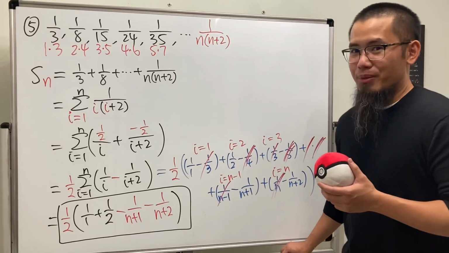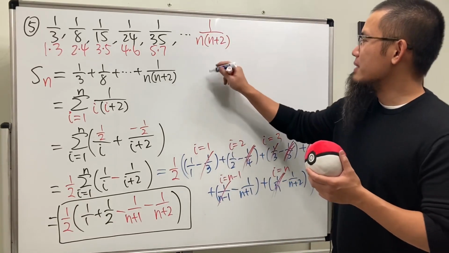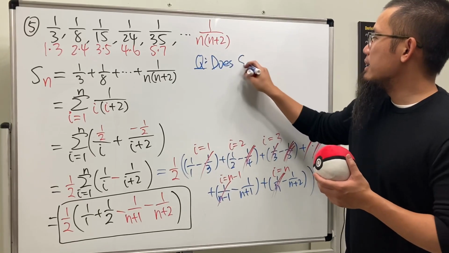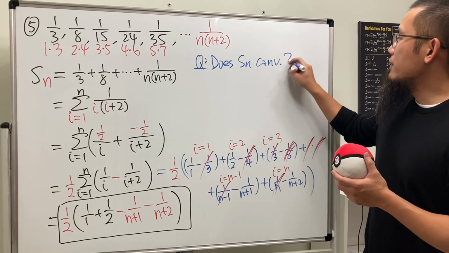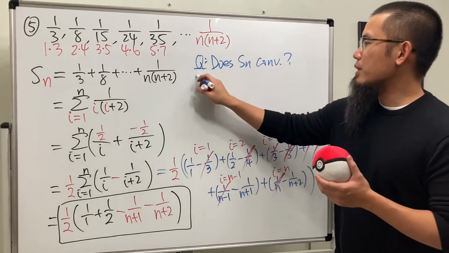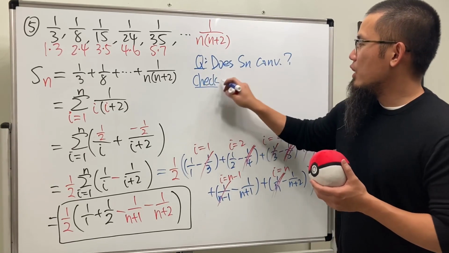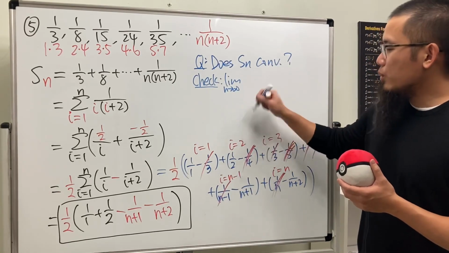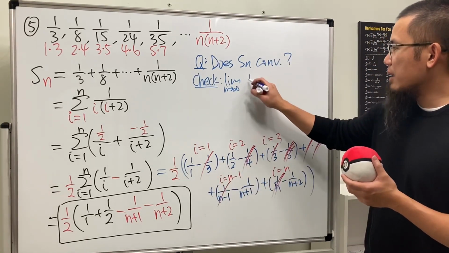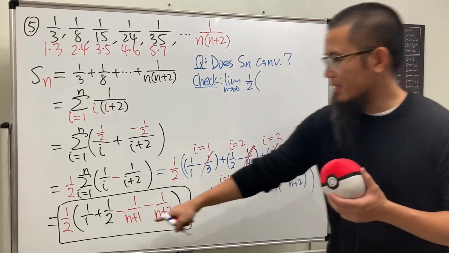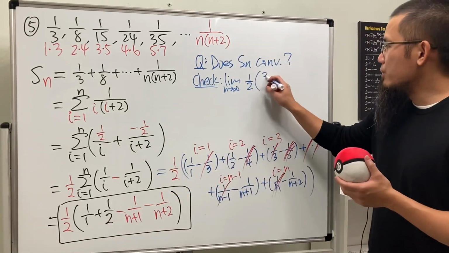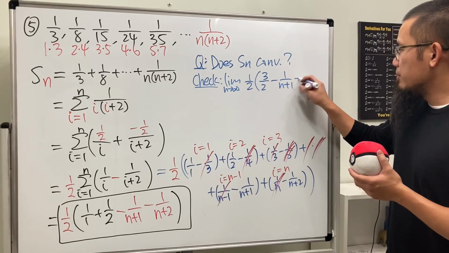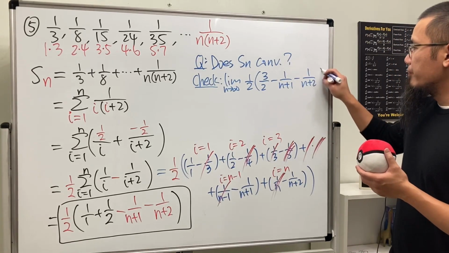Now let's look at the second part. Second part, question. Does Sn converge? Again, for this right here, we'll just have to check the limit. We check the limit as n goes to infinity of Sn, which is just that. So let me just write that down this time. 1/2 of, let's add them up. We get 3 over 2, and then minus 1 over n plus 1. And then minus 1 over n plus 2.